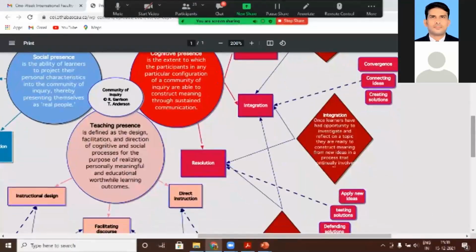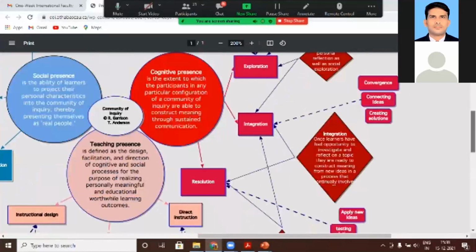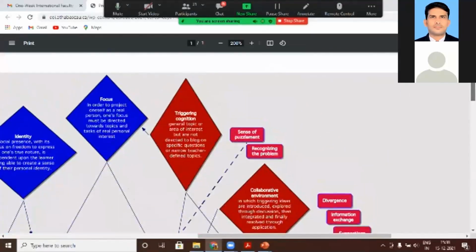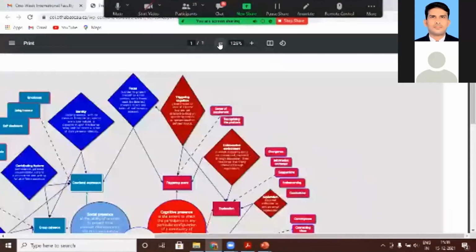So in integration, the connecting of ideas and solutions are created. Then comes the resolution. Resolution is basically a dimension where you apply the new ideas, you test the solutions, and you defend the solutions. So in this way, if you try to understand the community of inquiry model in detail, this is a very good tool.